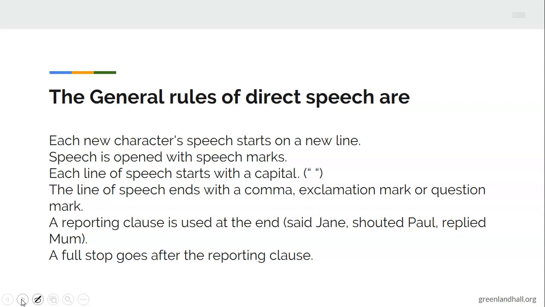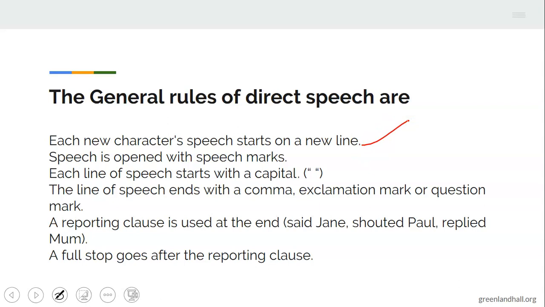Now, the first rule for direct speech is this. Each new character's speech starts on a new line. What that means is, if you have the first sentence, you can't write the direct speech on the same line. It goes to the next line. So you cannot write it on the same line.